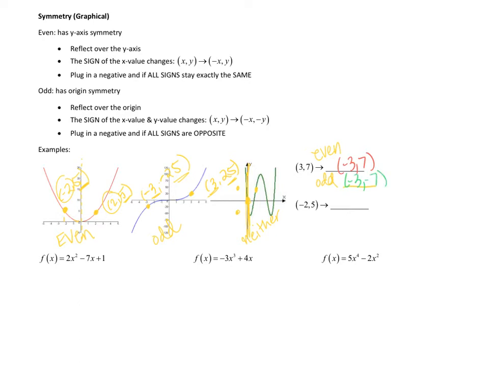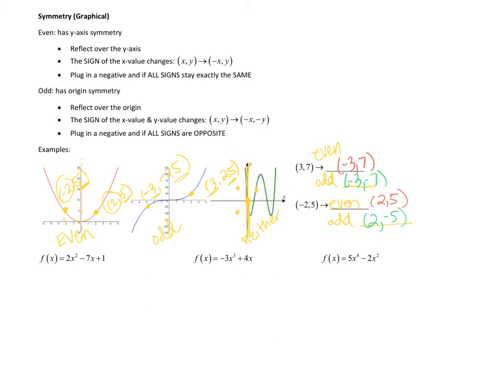So looking at that next one, again, if we wanted to have an even function, then we would change just the signs of our x value. So that's going to now be 2.5. If we wanted to find an odd symmetry, we would change the sign of the x and the sign of the y.